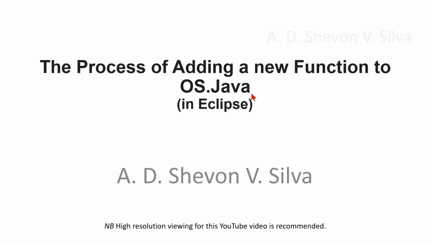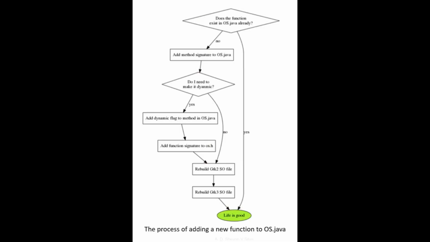The process of adding a new function to OS.Java here in Eclipse. Here you can see a flowchart describing the process of adding a new function to OS.Java. Does the function exist in OS.Java already?